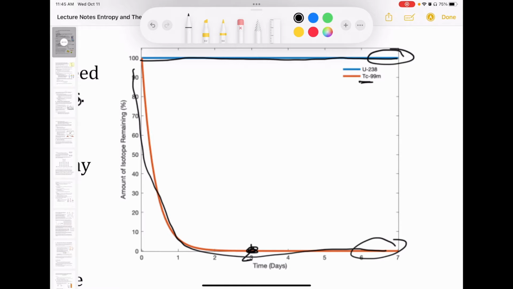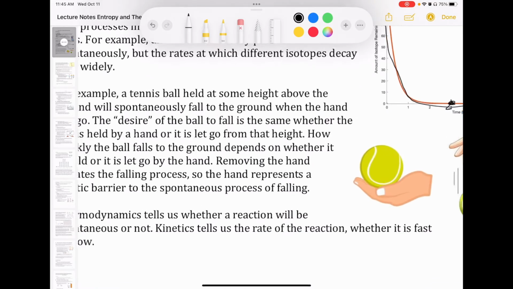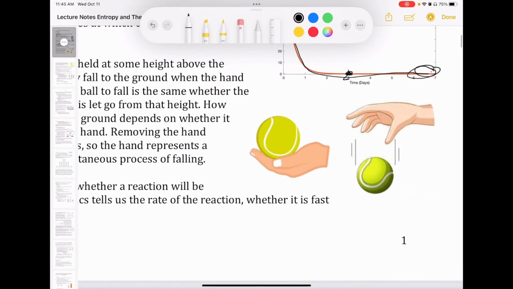So both of these are spontaneous processes because the radioisotopes both decay on their own without any input of energy. But the process of decay for the uranium is very slow, whereas for the technetium it is very fast. Another example of this is just kind of visualizing this tennis ball.